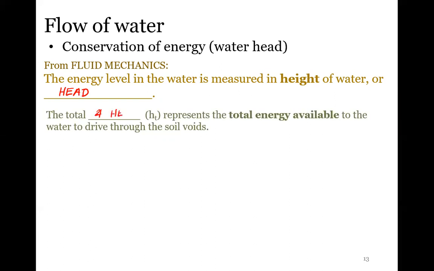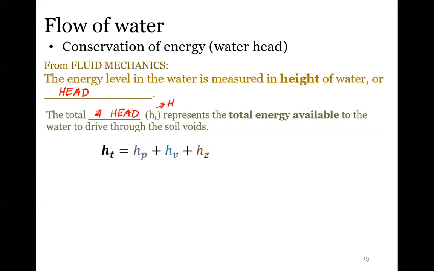In our Bernoulli equation, this is denoted by H, usually with subscript T, or sometimes it's just shown as a capital H, depending on who's looking at it. This represents the total energy available for the water to drive through the soil voids. So we need to try to think of it as energy. This is the driving force that causes water to flow, because if everything is equal, if there's no difference in energy, then we have hydrostatic conditions, so there's no movement. As soon as one side has more energy than the other, things are going to want to balance out.